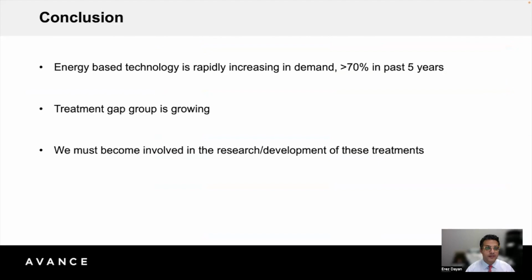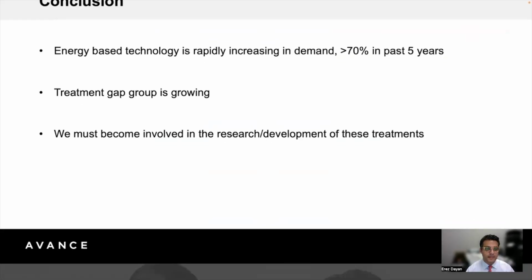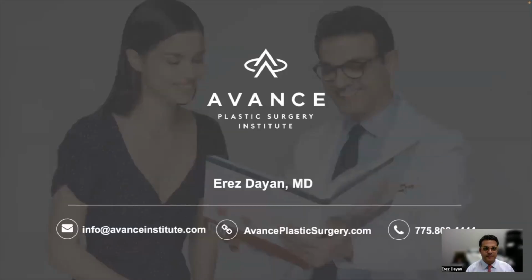So in summary, energy-based technology is a really important adjunct in many liposuction cases. It's important for patients to know that you're up to date with technology, you're able to do it under local anesthesia, and address mild to moderate soft tissue laxity at the time of liposuction, or in some cases on its own without liposuction. Thank you very much.